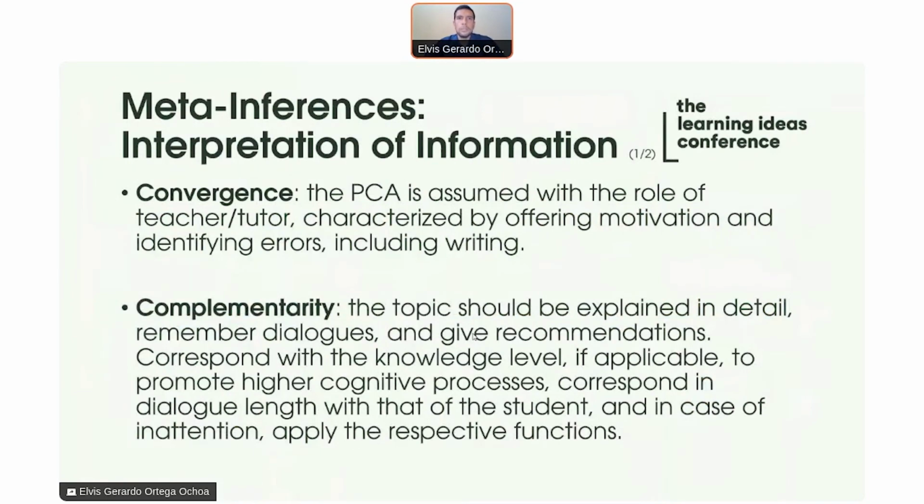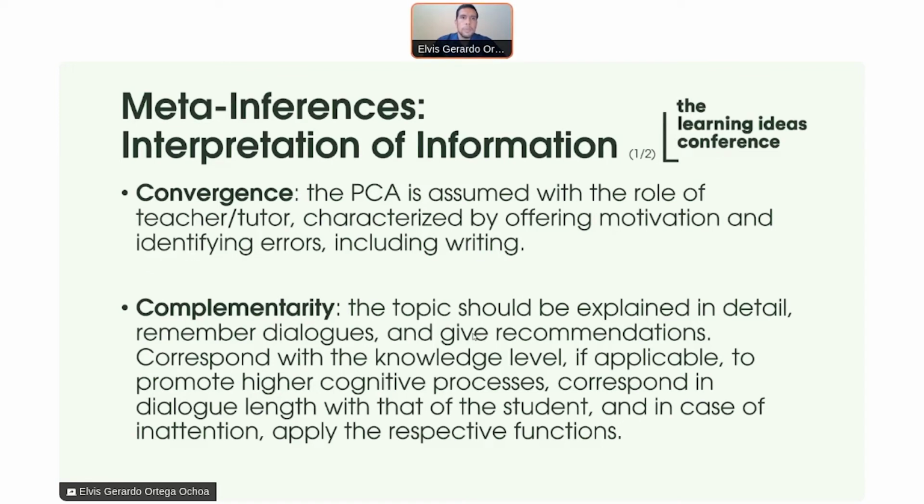Results integration allowed us to obtain generalizations and particularities of the algorithm of the PCA dialogue system. That is a response to the research question. A certain point of convergence is the PCA's role as teacher-tutor. It should offer motivation and error identification, including writing errors.